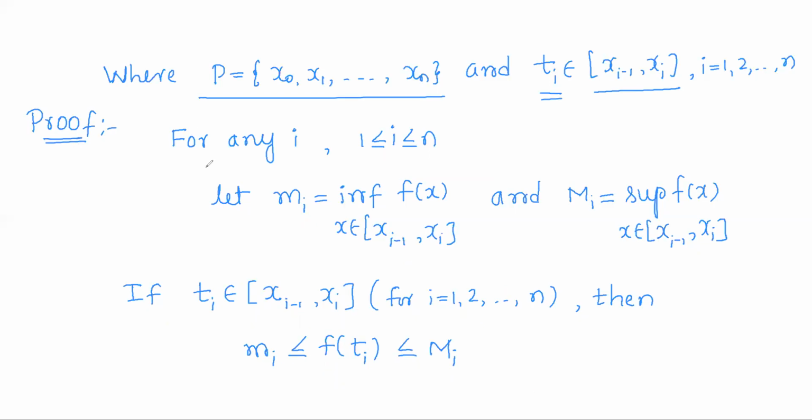Proof: for any i, we have already considered the partition P. This partition P of the closed interval a comma b divides the closed interval into subintervals x0 to x1, x1 to x2, and so on up to xn minus 1 to xn. Now on each of these closed intervals, define the infimum and supremum as we did in the previous theorem. Do the same thing.